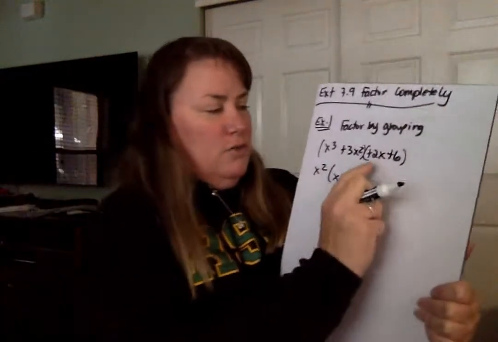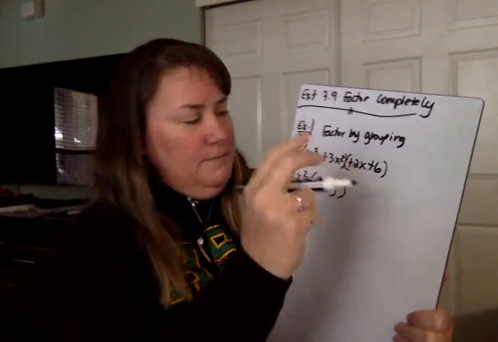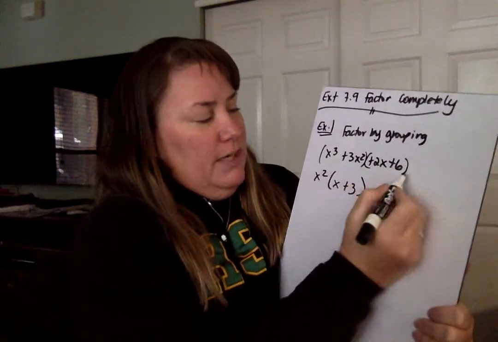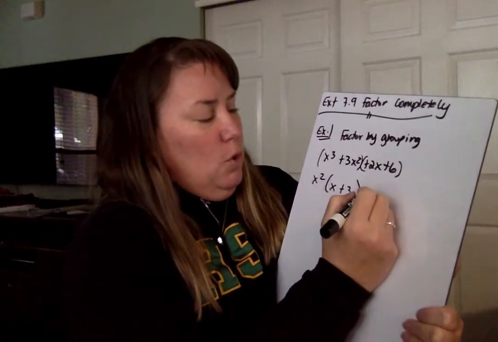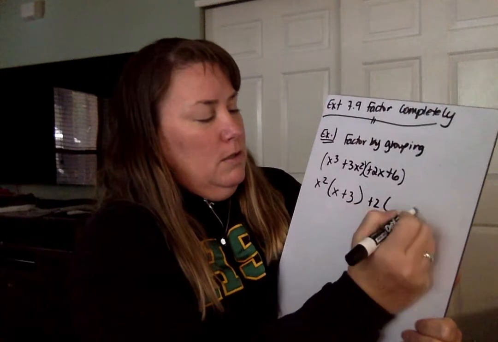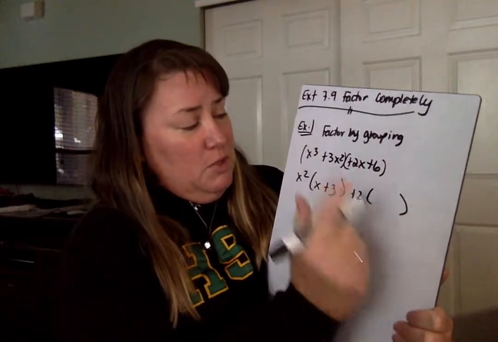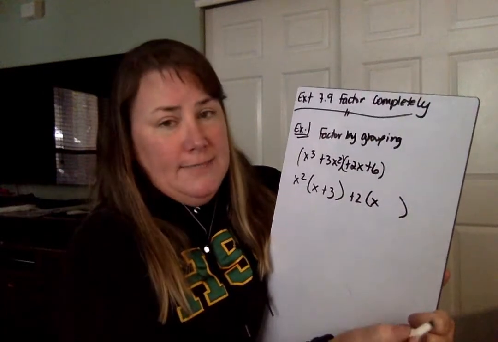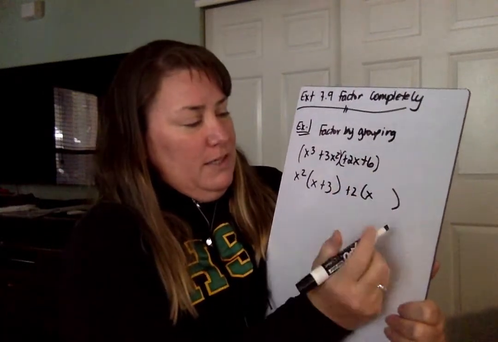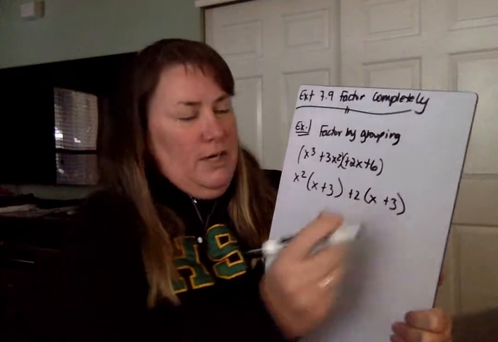And you want to do the same thing over here. So you're going to factor by GCMF. So the greatest common factor you can take out of 2x and 6 is a 2. And tell me what's left here. So 2 times something gets me 2x. x. 2 times something gets me 6. Plus 3.